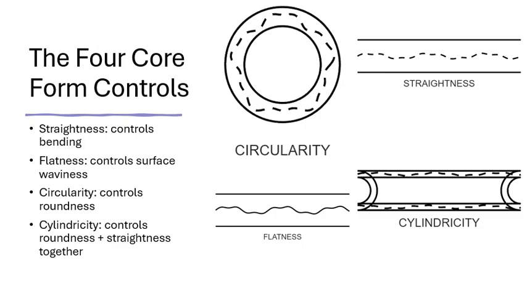And of course, the four core form controls, academically we draw like this with an exaggerated diagram. Your straightness controls the bending, so it's got to be totally straight. Of course, this is so exaggerated so you can see the very imperfection of that surface. A line on the surface is going to be your straightness. And your tolerance zone is from here to here. We call it range, we call it zone, it's the same thing.